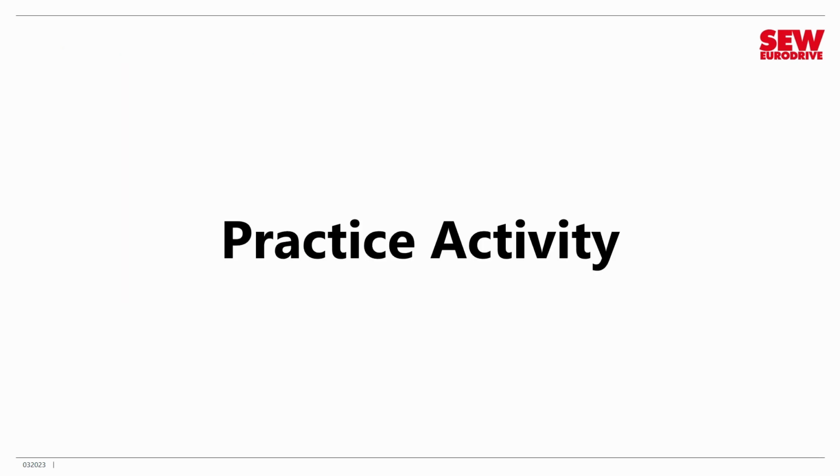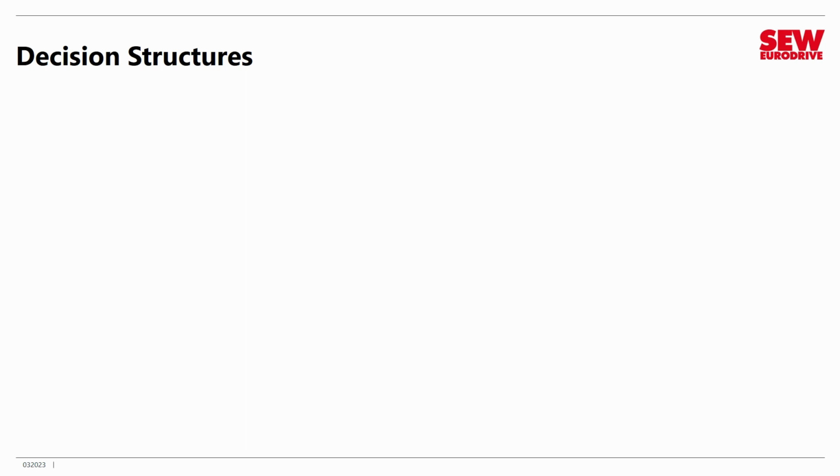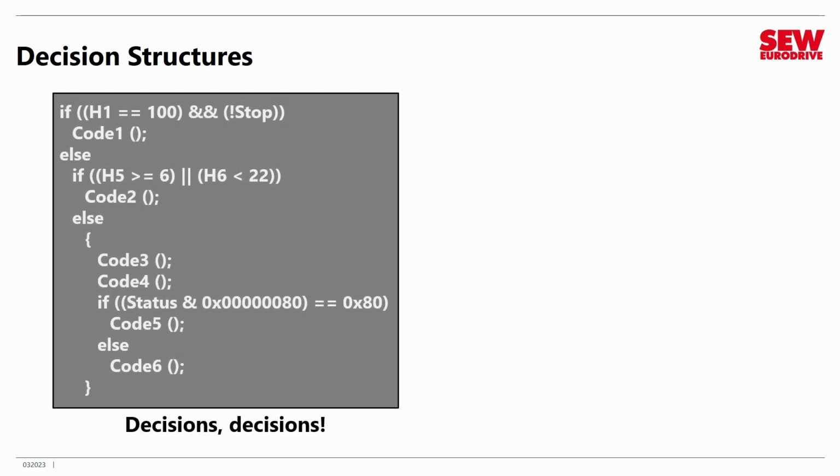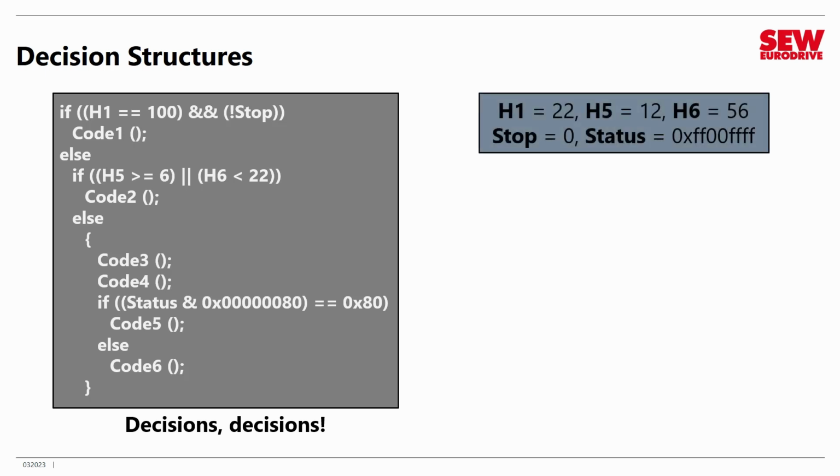Let's do a practice activity. Let's make sure we really understand how if statements work. What we're going to do here is take this big, kind of weird-looking block of code that does a whole bunch of ifs and elses, and figure out what actually executes and what doesn't. We're going to do this based on the value of different variables. So let's do our first one here.